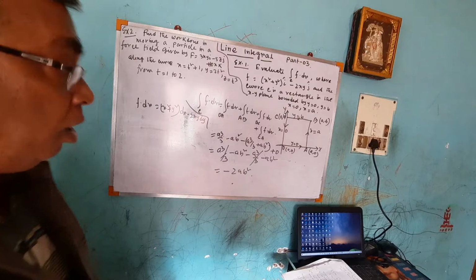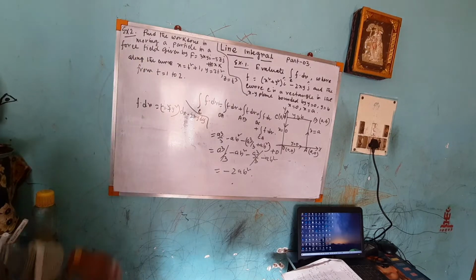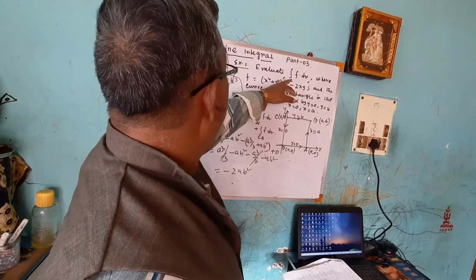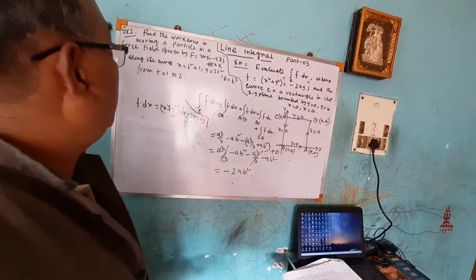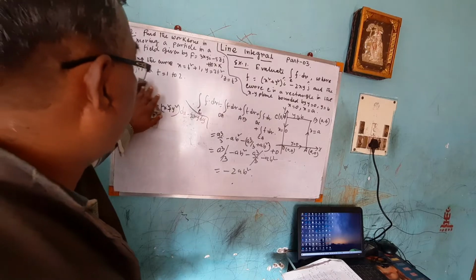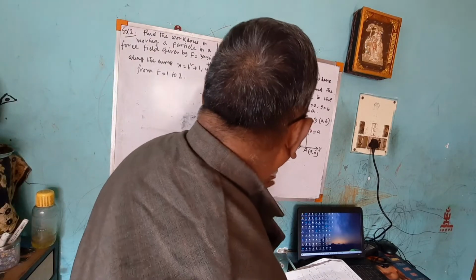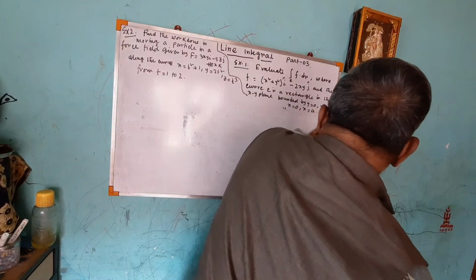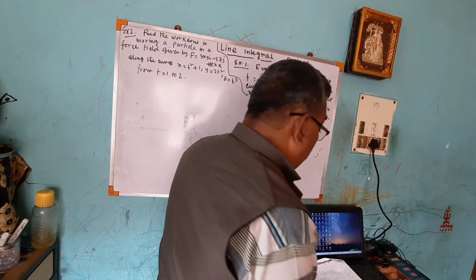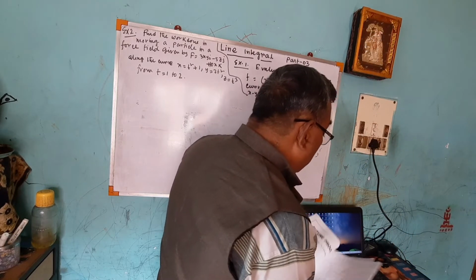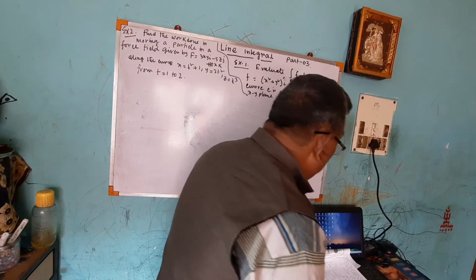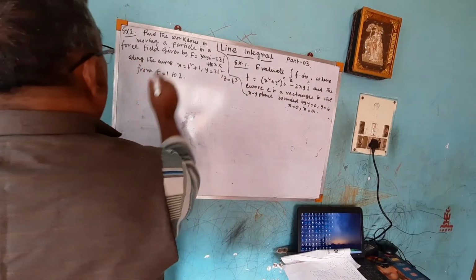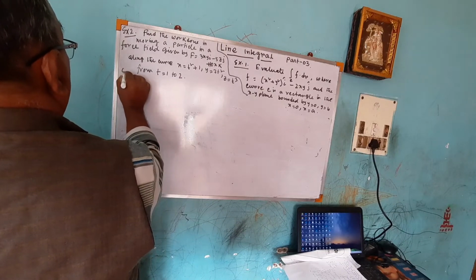Now we are going to learn about this sum. In line integral, sometimes you will see the integration over C of F dr is also known as work done. I already explained this in my first lecture of line integral. This is the third lecture on line integral. Now, find the work done. Work done equals the solution of this sum.